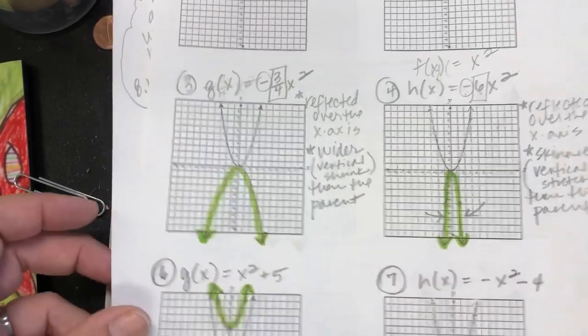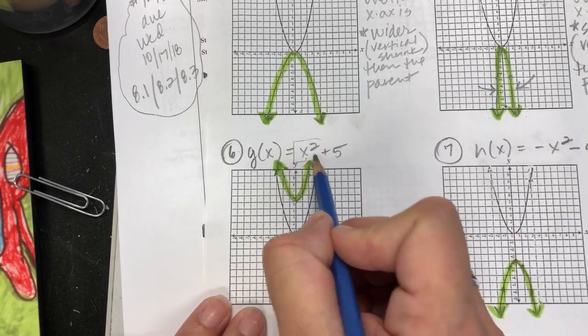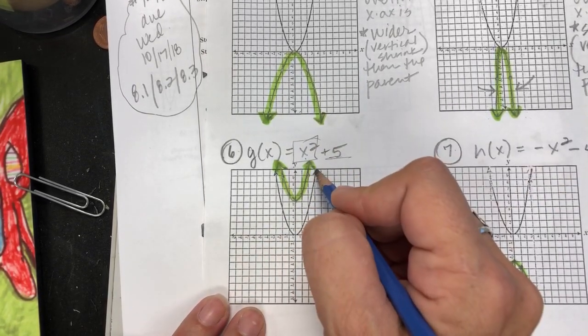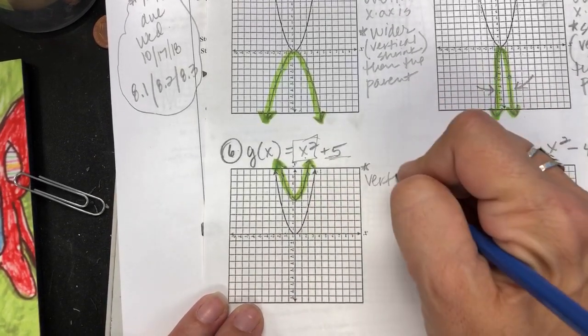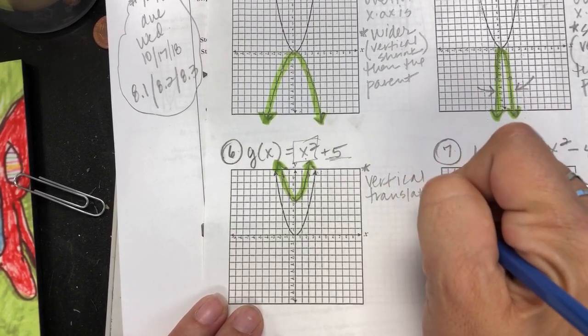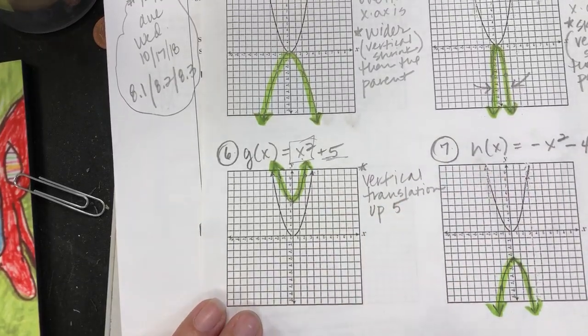Number 6, the parent function is sitting here, and all that happened is 5 was added to it. So this is actually the exact same shape as the parent, but we call this a vertical translation up 5. All that happened is that plus 5 moved that parent 5 units up the y-axis.